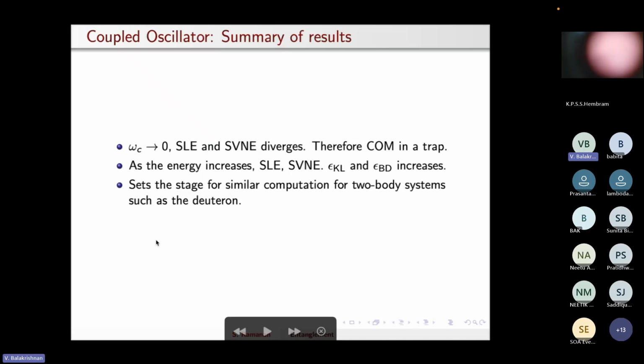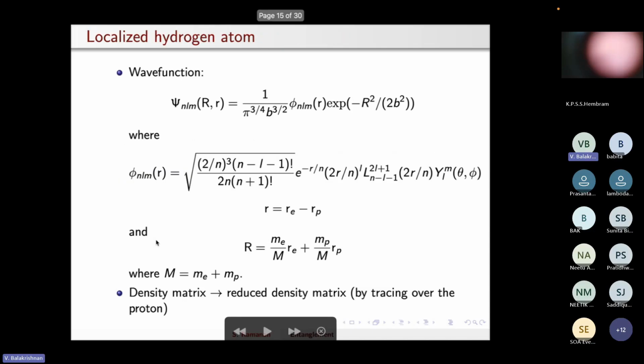So the take home, just to summarize what we have seen in the coupled oscillator case, is that first of all, if the center of mass is not localized, both SLE, SVNE, and the same holds for Bhattacharya distance and Kullback-Leibler divergence, all of them diverge, and therefore it is imperative that the center of mass is localized in a trap. Further, as the binding energy increases, all these entanglement indicators increase in value. So this sets the stage for similar computation for two-body systems. I'll look at the hydrogen atom first before we look at the deuteron.